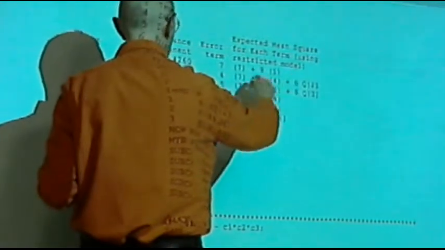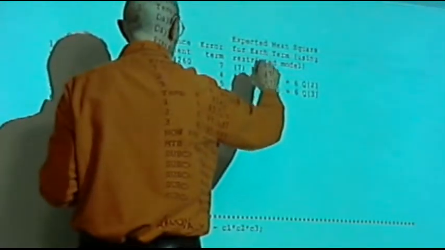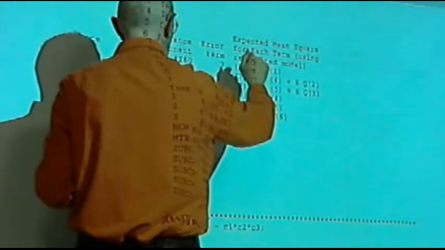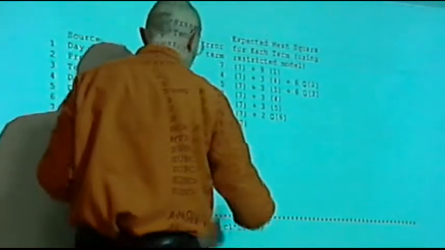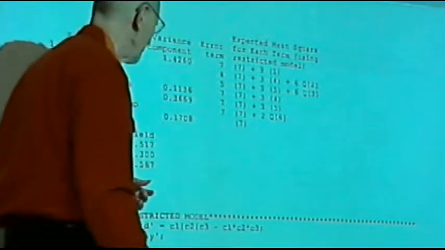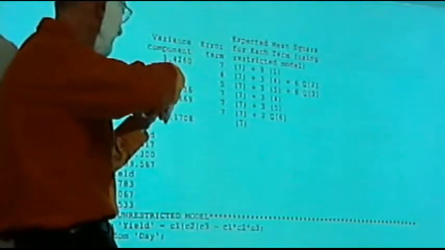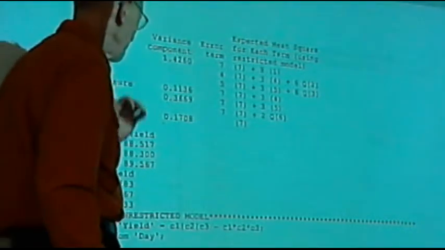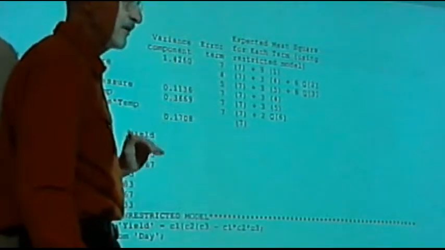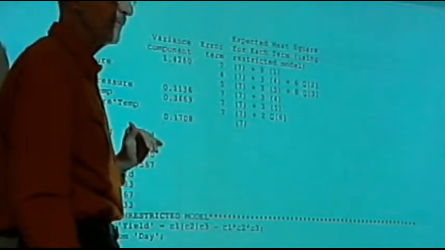And then I do the same thinking for the second. And when I come up to the top one again, I have just a 7 here, so the mean square error would be the denominator for that one. So anyway, in a simple way, we identify what are the proper F ratios by looking at the expected mean square column.